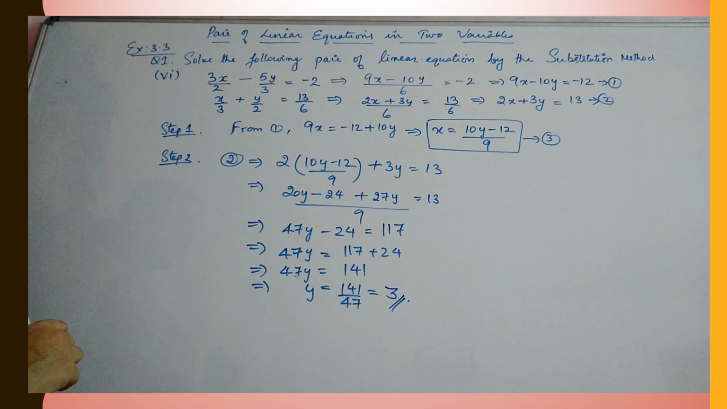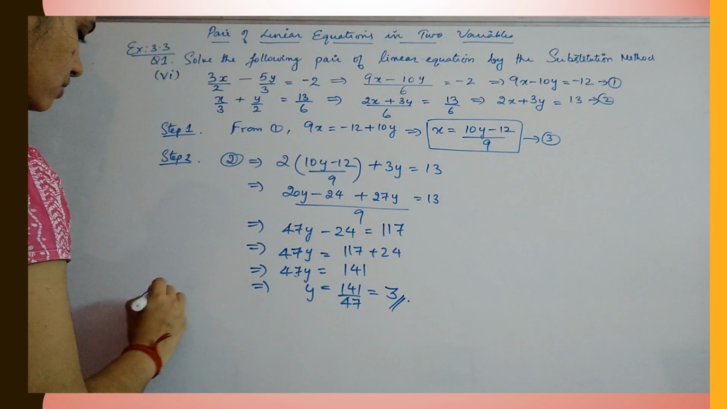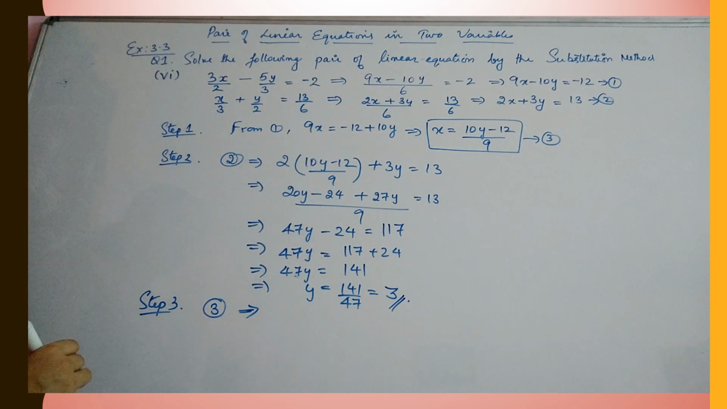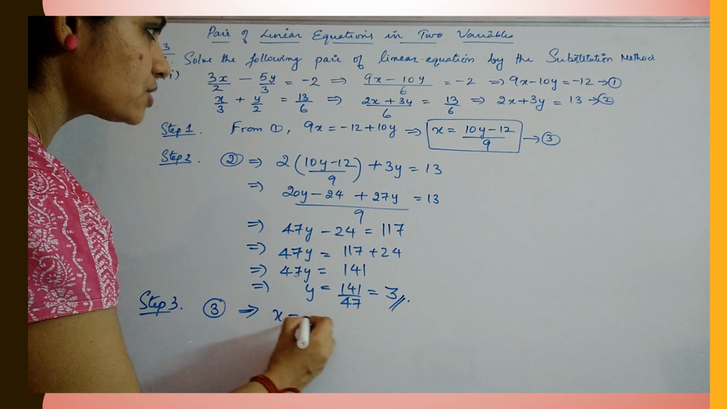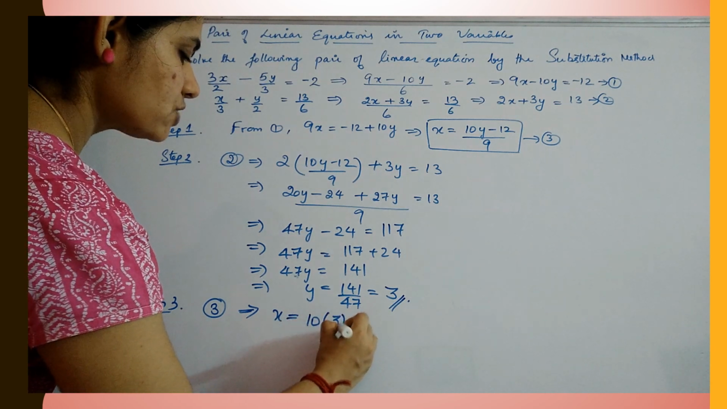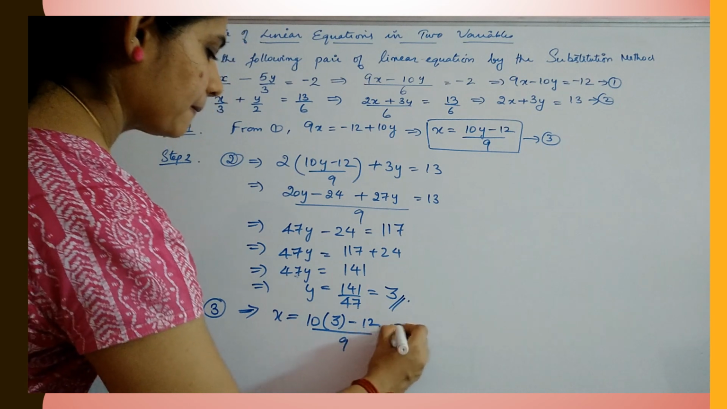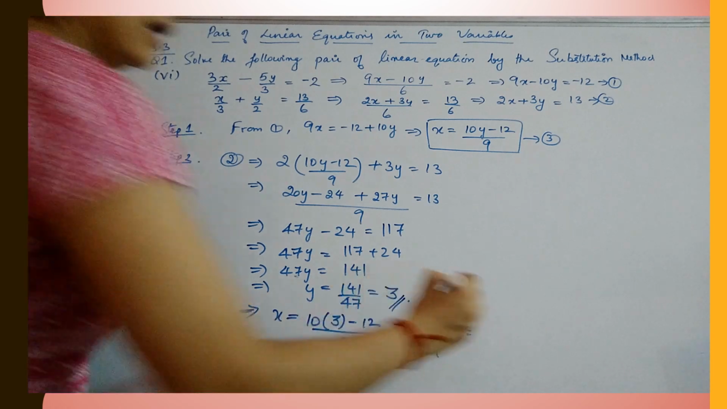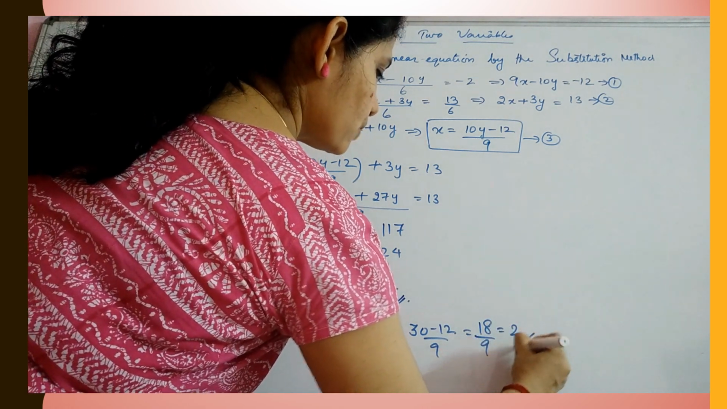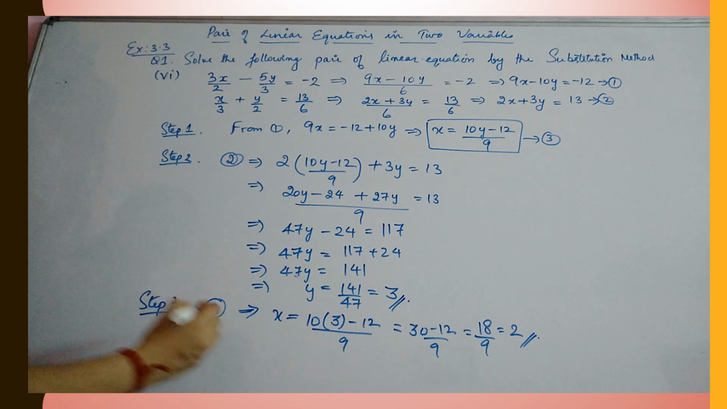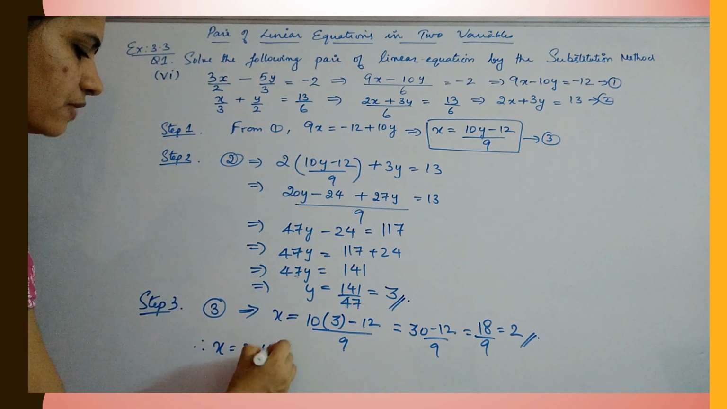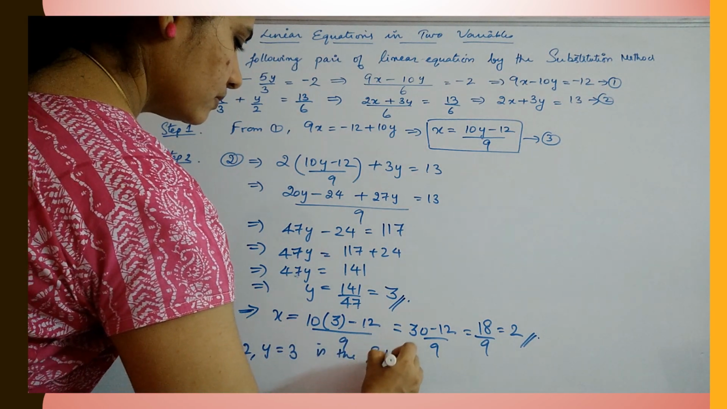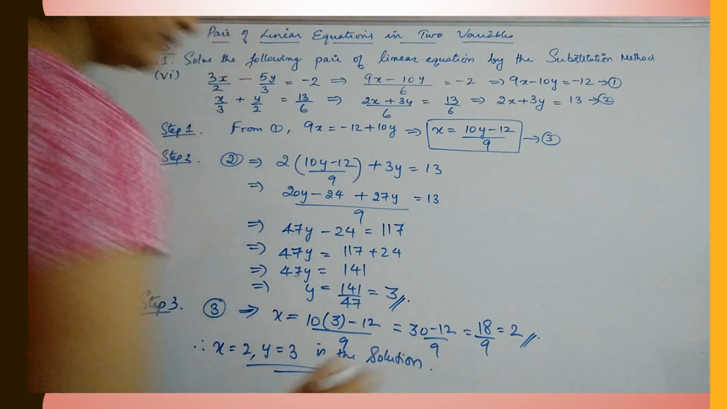Now you have to find out what is x value. For x value, you have to just go for your next step, which is step 3, and you will replace the value of y in equation number 3, which is x is equal to 10 into y, which is 3, minus 12 divided by 9. 10 into 3, 30 minus 12 divided by 9. 30 minus 12 is 18. 18 by 9 is 2. Therefore, the solution is x equal to 2 and y is equal to 3. Is the solution. Right? Understood?